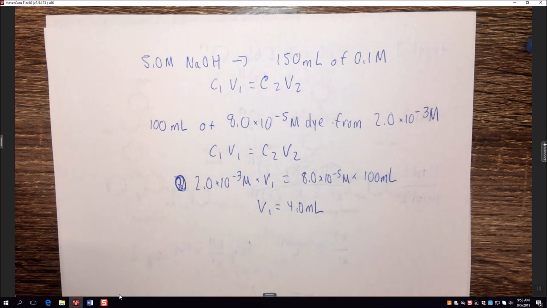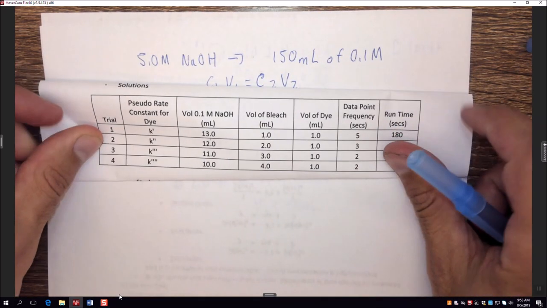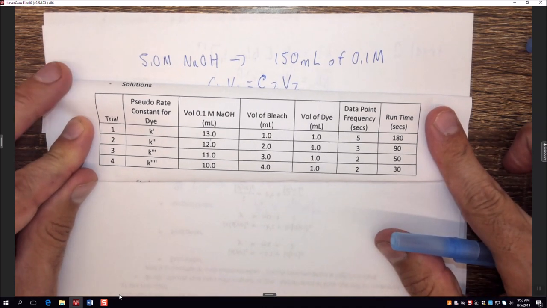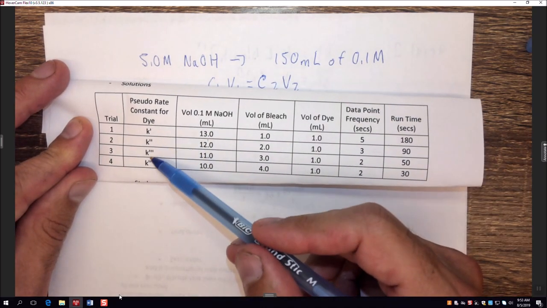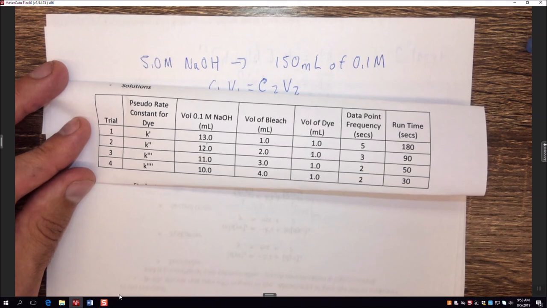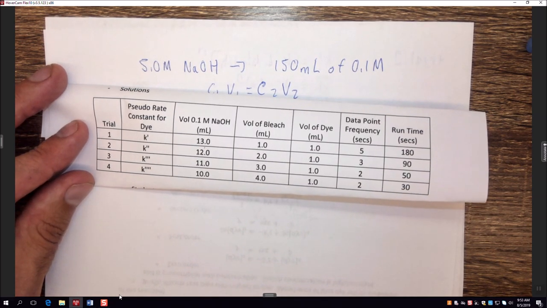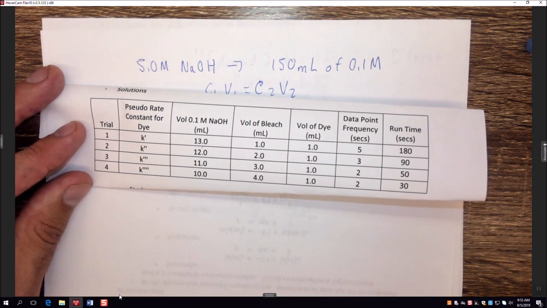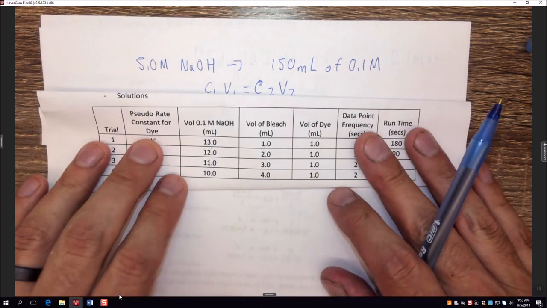So now that we have all of these solutions, we can mix them together and record the absorbance data, use the slope of the line to find the pseudo rate constants, and then finally do the math that I showed you to find the value of N and the overall rate constant for the reaction.